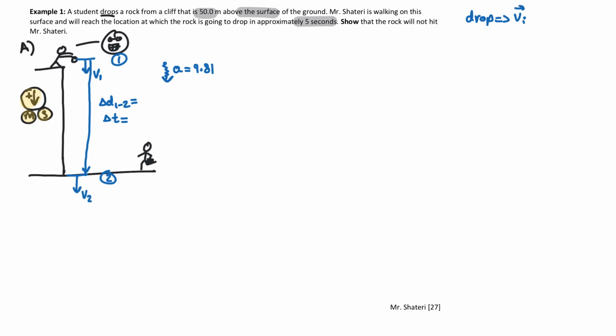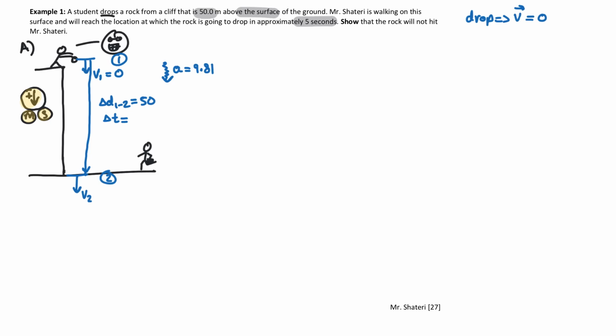just going to say velocity at that point, is 0. So the word drop means that you're not pushing it, you're not throwing it in the other way, it's just 0 at that point. The displacement is approximately 50 meters in this case. Again, it's an assumption because Mr. Shateri is about 1.8 meters. So it's going to be a little bit different in terms of that, but we're going to make an assumption that it's approximately 50.